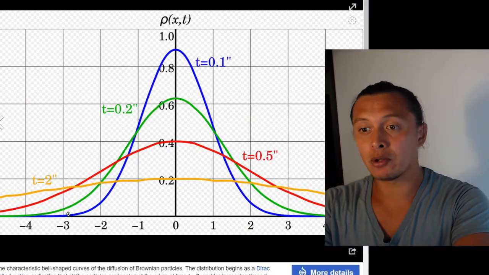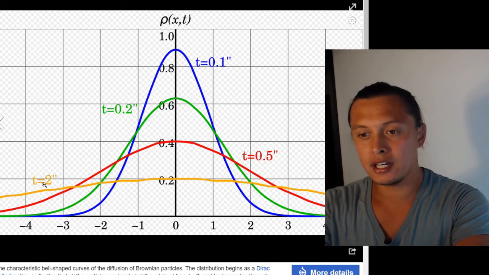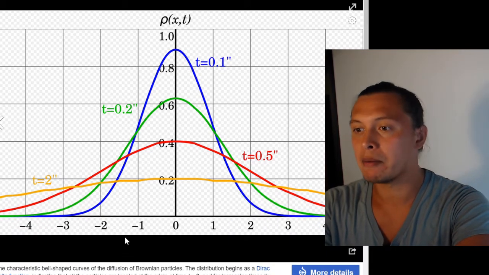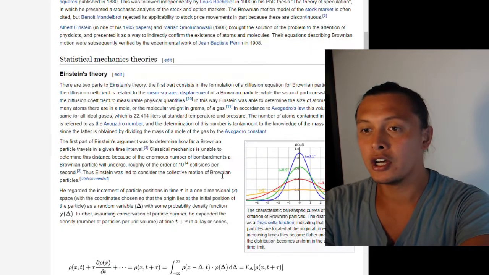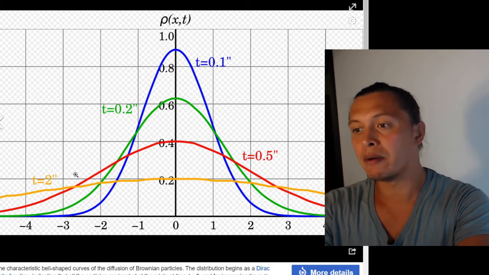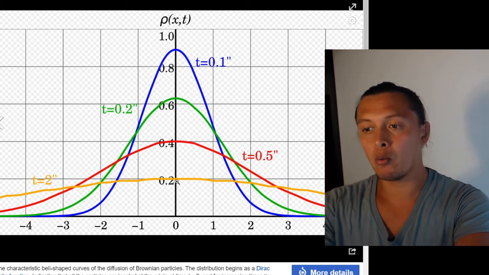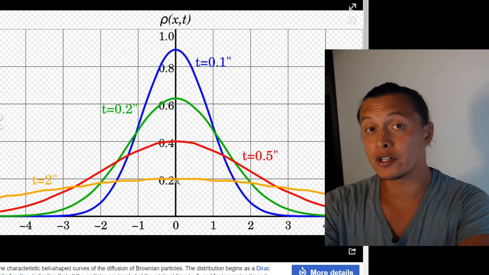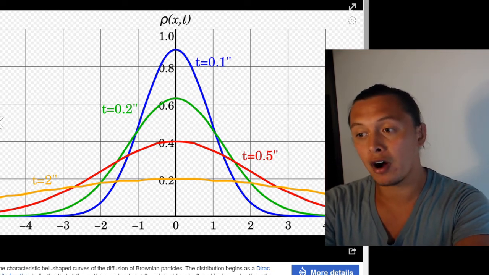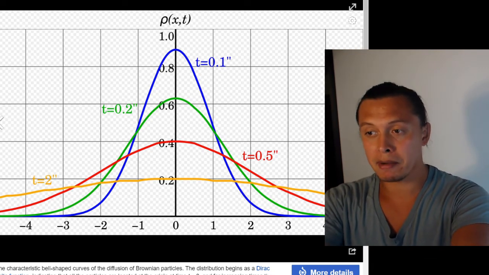Here we can have an example of different materials. Here T is equal to 2 double prime, or 2 inches. This would be one example where you have a very light or a very small molecule that is bouncing around, and it is able to travel far, and it has this very wide distribution of where it is located in a very short amount of time.